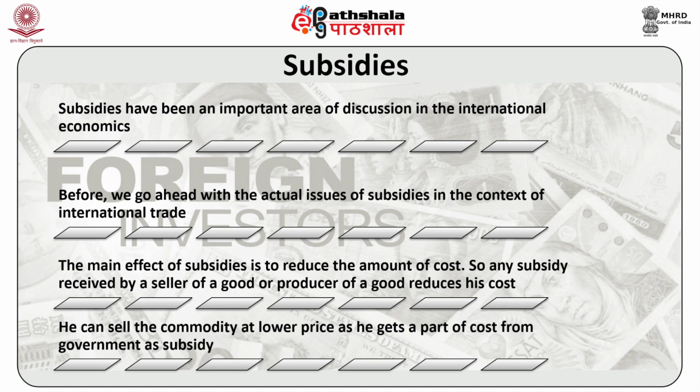So any subsidy received by a seller or producer of a good reduces his cost and he can sell the commodities at lower prices as he gets a part of the cost from government as subsidy. The idea of subsidies given to producers is to encourage them to produce the subsidized good and increase the market share of producers by underpricing the other producers in other economies. This is what is actually happening in the case of agricultural subsidies.